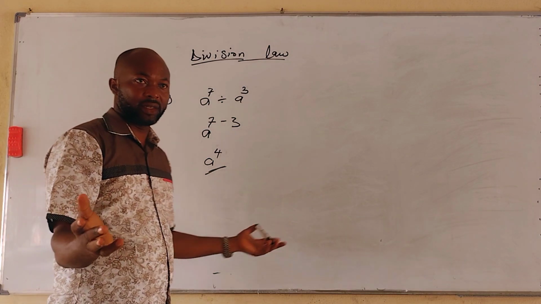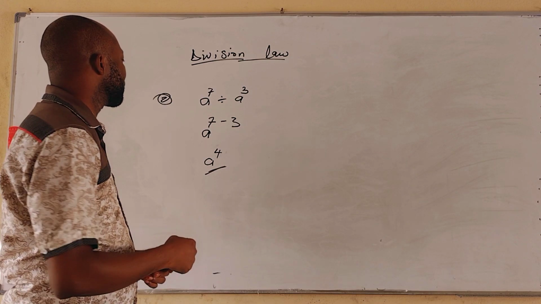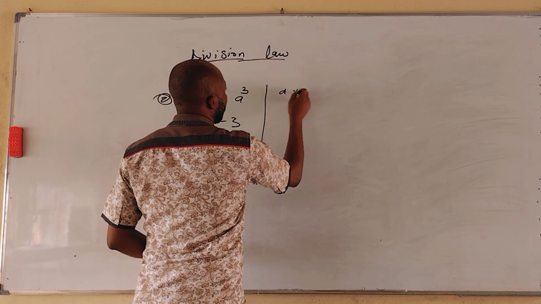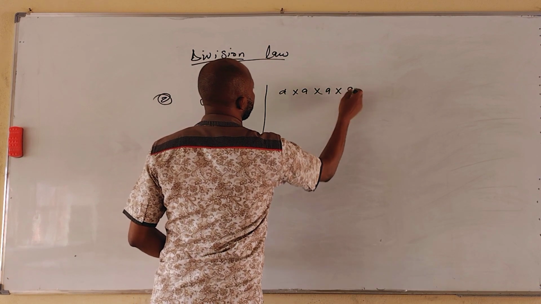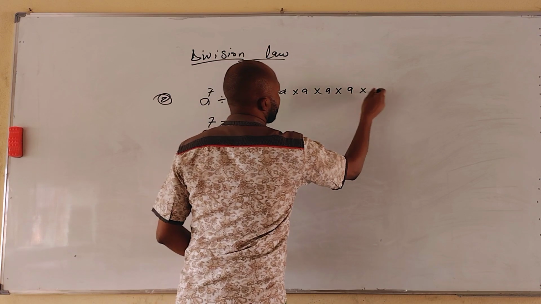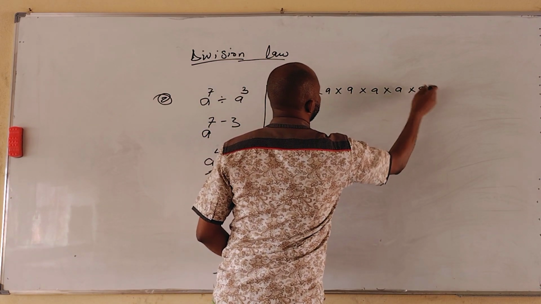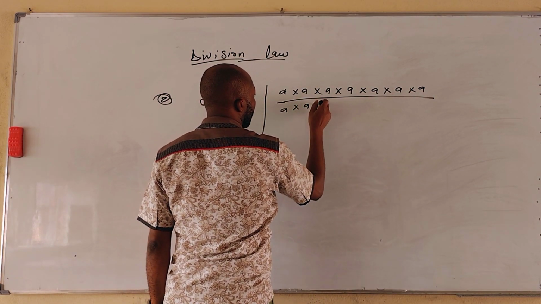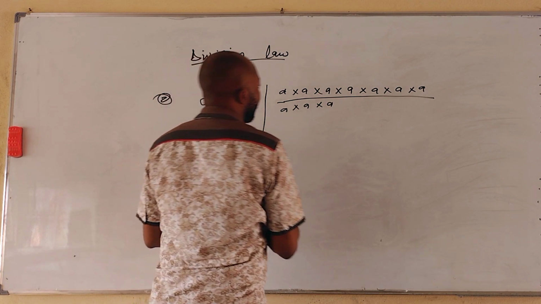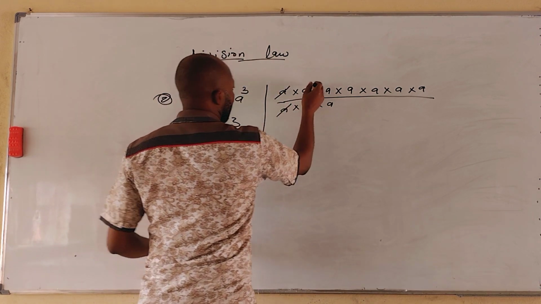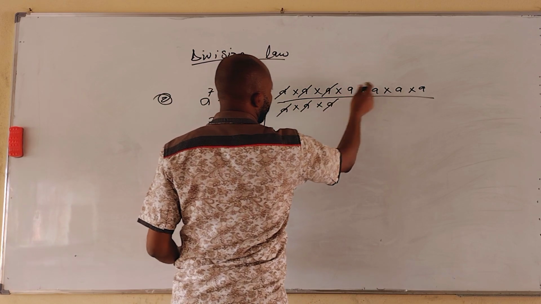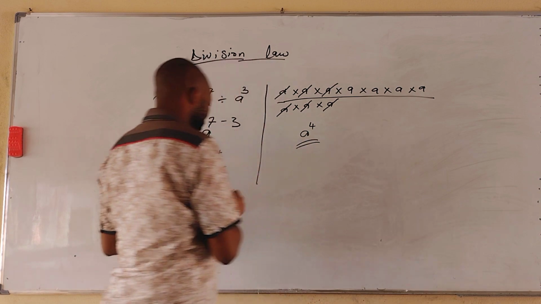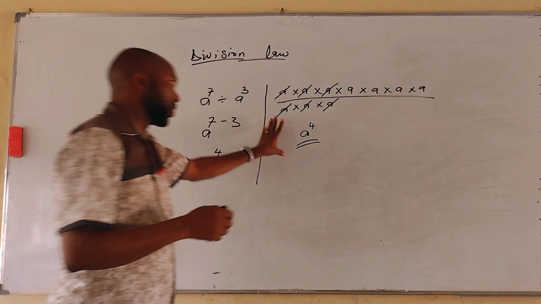So that is it. In another way, if you want to break it down further, this a raised to the power 7 will become a times a times a times a, 1, 2, 3, 4, times a, 5, 6, 7, divided by a raised to the power 3, a times a times a. So if I cancel this divided by this, I'm left with 1, 2, 3, 4. So this is a raised to the power 4. So this is another way to break it down.